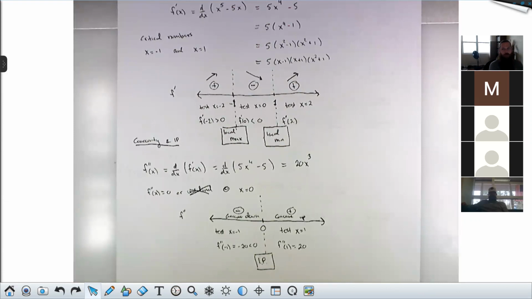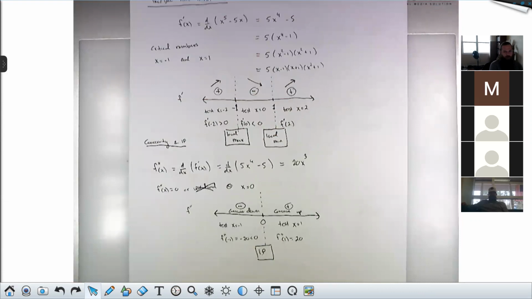So concavity, remember, concave up looks like this. Concave down looks like this. And a point where the concavity changes is called an inflection point. All right, if you need a screen cap, grab it fast.